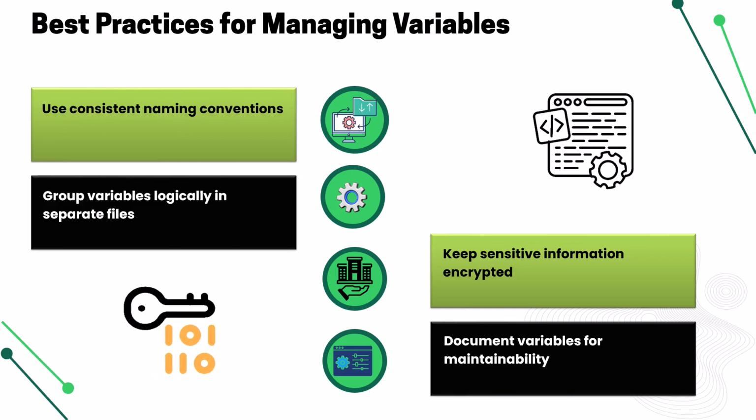Good variable management is the secret sauce of clean playbooks. Name them clearly. Nobody enjoys deciphering cryptic identifiers. Grouping them logically keeps things neat, and encrypting sensitive data? Non-negotiable. Finally, always document your variables. Future you or your team will thank you when debugging becomes a breeze.